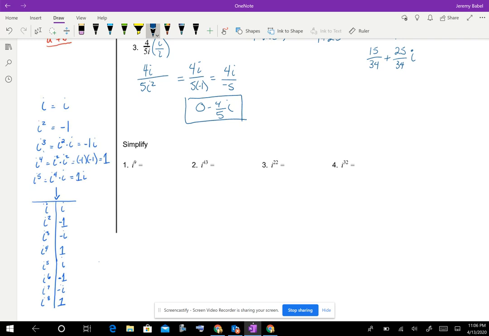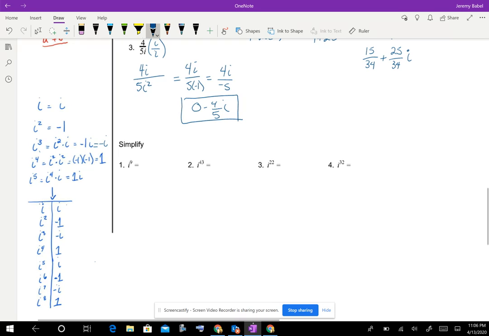i cubed, though, is i squared times i, which is -1 times i, or just -i. And then i to the fourth is i squared times i squared, which is -1 times -1, which is 1. i to the fifth is i to the fourth times i. Well, i to the fourth is 1, so it's just 1i. And this pattern continues. So the pattern goes, i is i, i squared is -1, i cubed is -i, i to the fourth is 1. And then that pattern repeats.